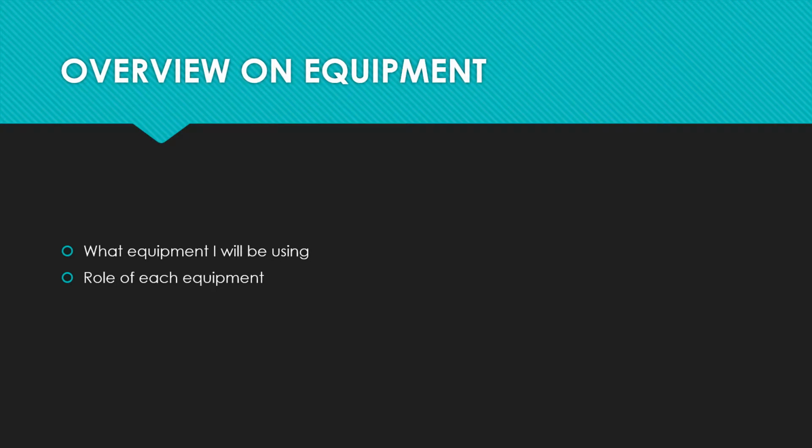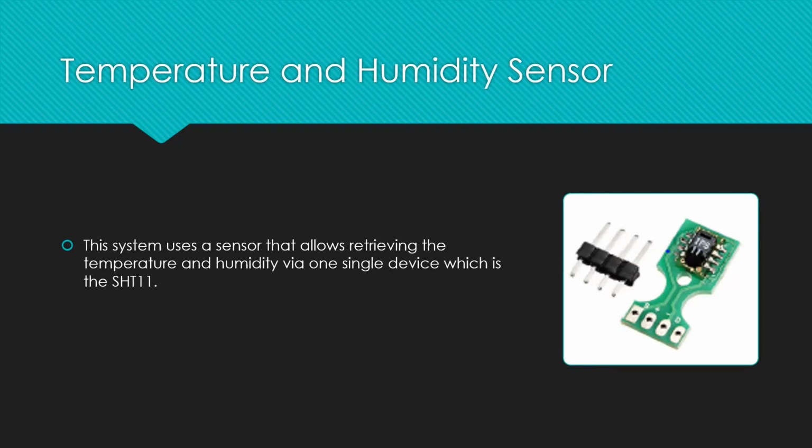Now we'll talk about an overview of my equipment. In this part I will talk about what equipment I will be using, and I will describe the role of each one. First I will talk about the temperature and humidity sensor. This system uses a sensor that allows retrieving the temperature and humidity via one single device, which is the SHT11.